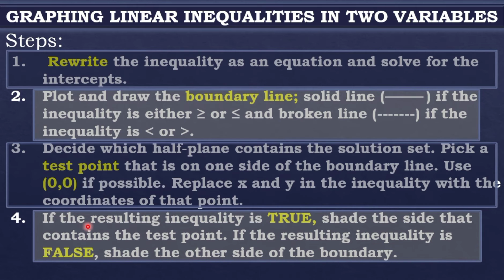And the last one, if the resulting inequality after solving for the test point is true, then the shaded part should contain the test point. Okay? If the resulting inequality is false, then the shaded part must not contain the test point. So, kapag true ang lumabas, after mo to i-solve, yung test point na ginamit mo kasama sa i-shade. Kapag false, hindi siya kasama. Okay? So, by the way, this is just a follow-up. Na-discuss ko naman na yung pinaka-discussion nito dun sa isang video tutorial natin.